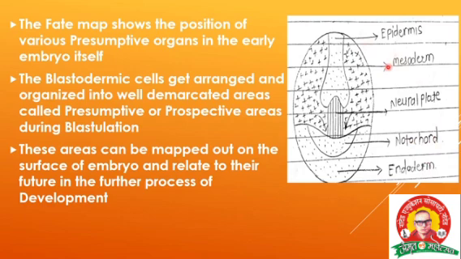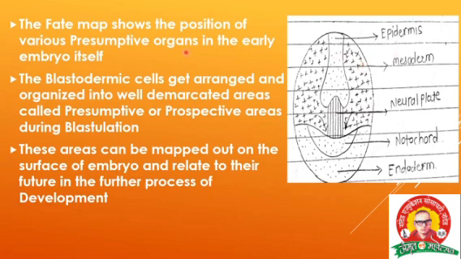Okay, what can I say? The various regions are distinct to give rise to specific organs of the embryo, such as the map shows: the presumptive ectoderm, mesoderm, notochord, and neural plate. In this, presumptive ectoderm, presumptive mesoderm, presumptive notochord, presumptive neural plate, presumptive endoderm also. Endoderm is here, the last point. This is the figure of the fate map of blastula.